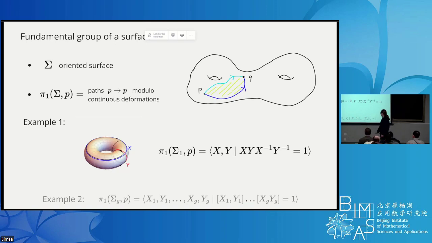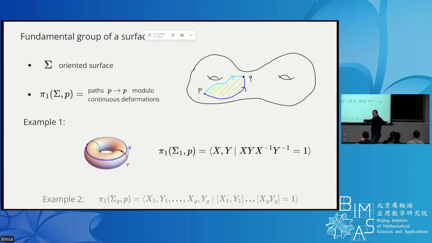But these generators will not be independent, as there are paths which can be continuously shrunk to a point. So in the case of the torus, that would be the group commutator of the paths along these two cycles x and y.